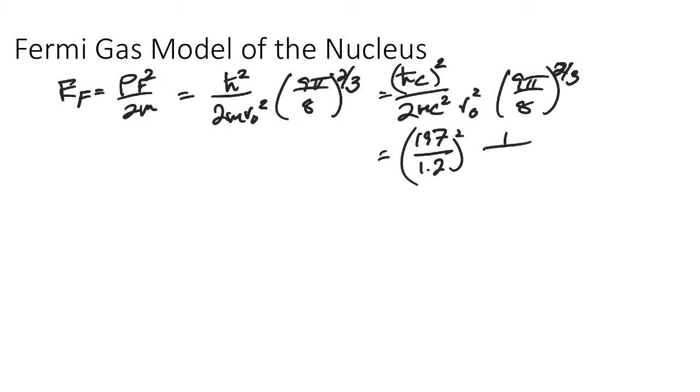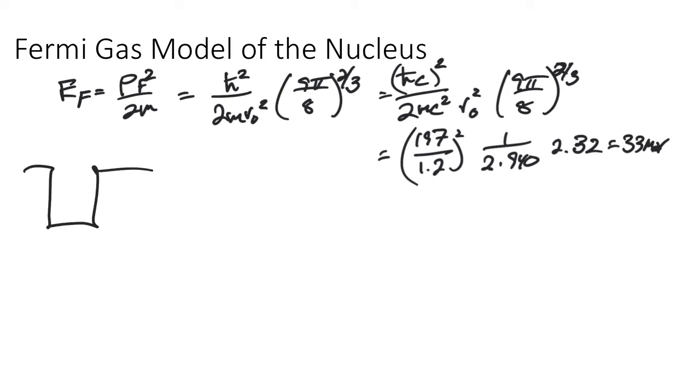Times 1 over 2 times 940 MeV for the neutron. And then this 9 pi over 8 factor is just 2.32 once we take the cube root. And that is all 33 MeV. So in this square well, the depth, or from the bottom to the Fermi energy level, is 33 MeV.